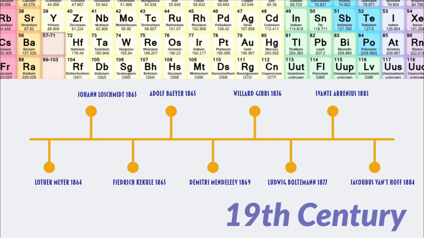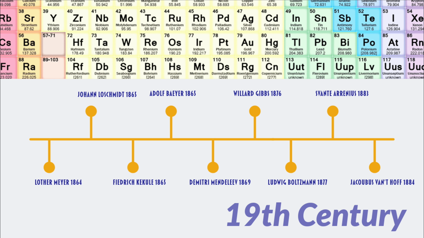1864, Lothar Meyer develops an early version of the periodic table with 28 elements organized by valence. 1865, Johann Loschmidt determines the exact number of molecules in a mole. This is the guy that came up with the number, as you know, from Avogadro's number. And that's basically how Avogadro's number is known as this gigantic 6 multiplied by 10 to the power 23 molecules. That's the mole.